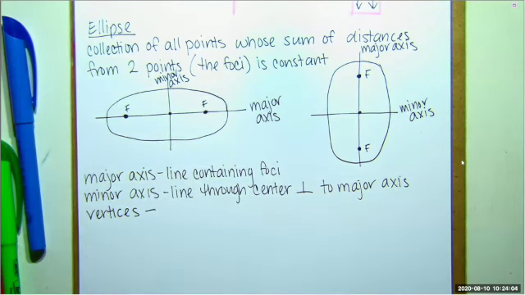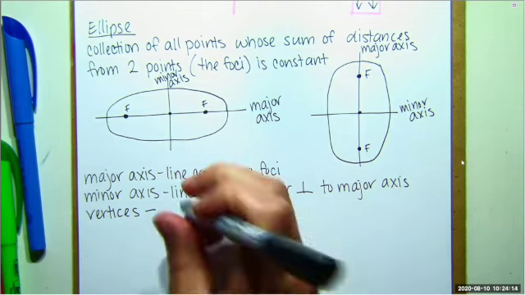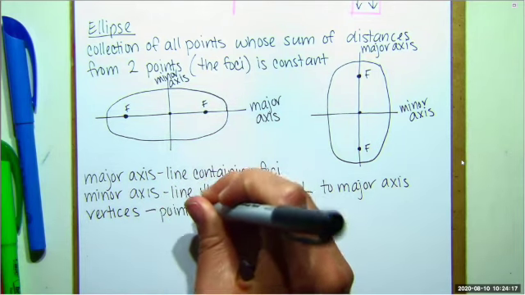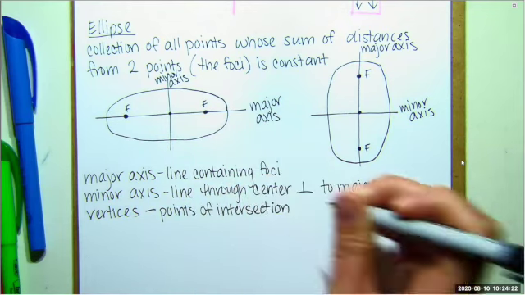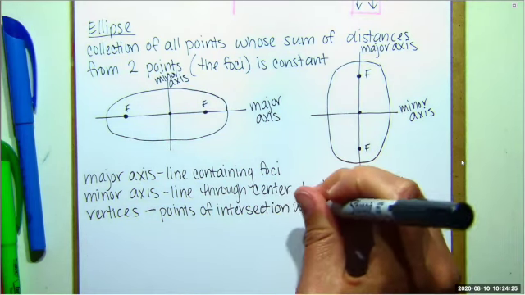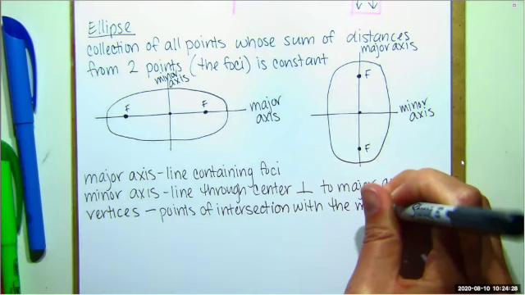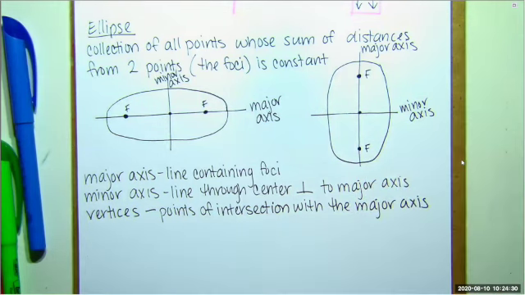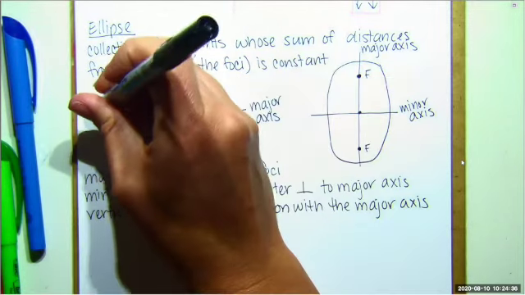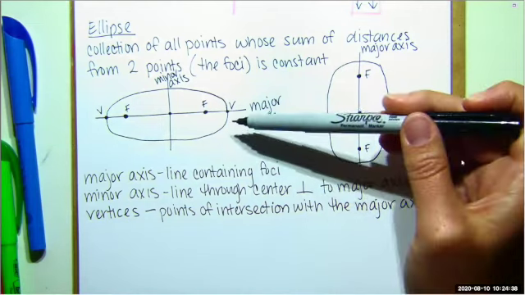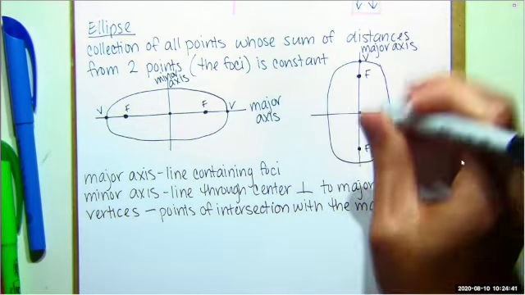The next term we have is vertices. This should look familiar to you, right? When we studied parabolas, the vertex was the point at the bottom of the parabola. So vertices, that's plural, are points of intersection with the major axis. On our picture here, these points out here, these are our vertices.